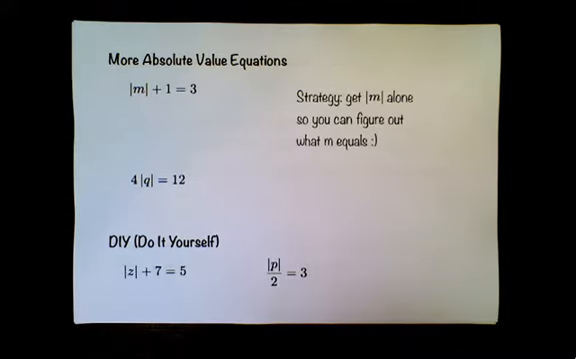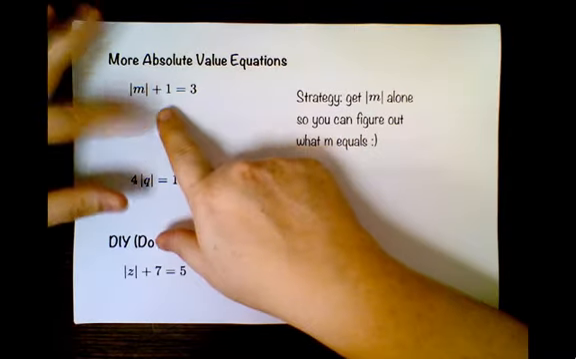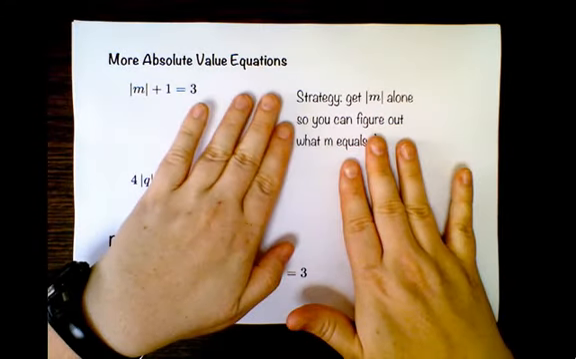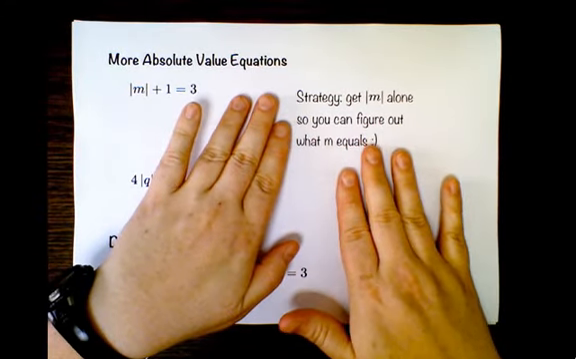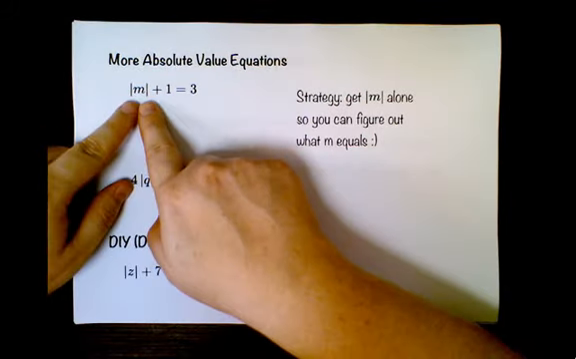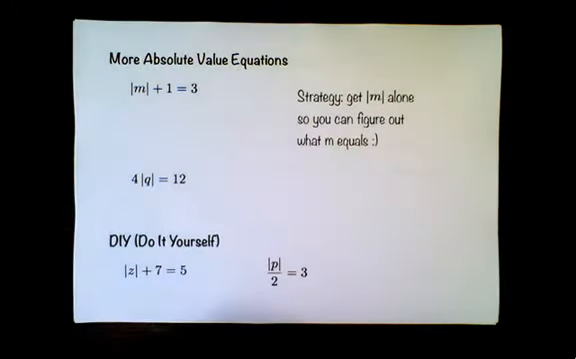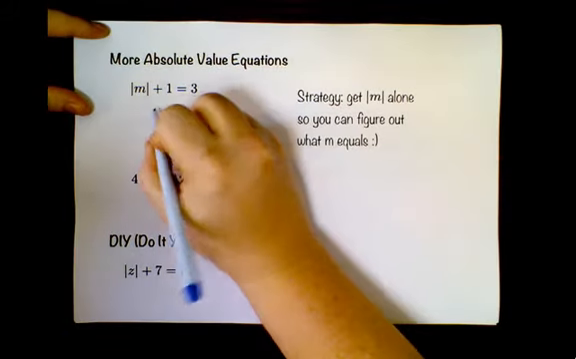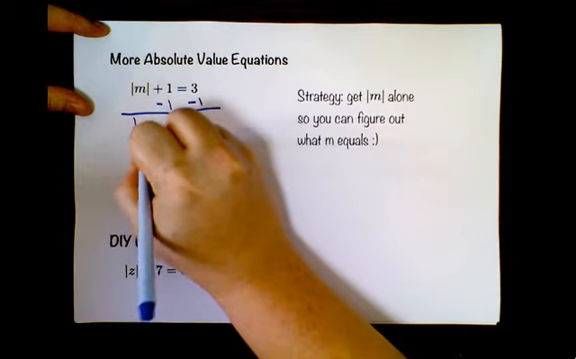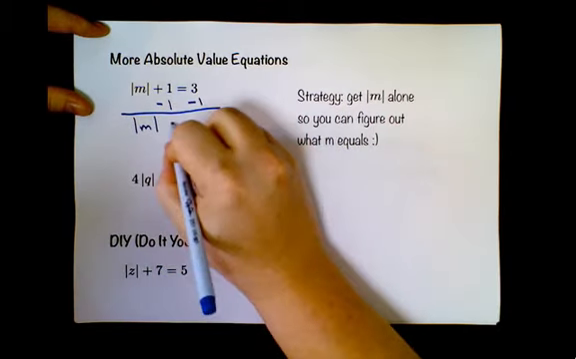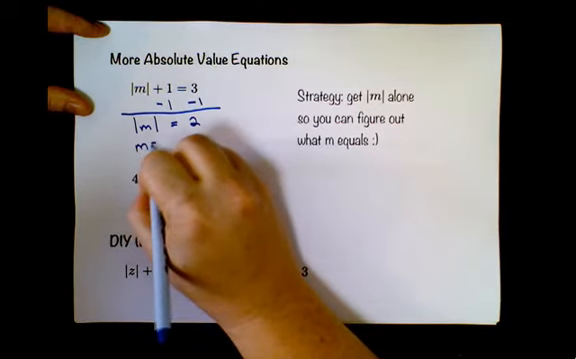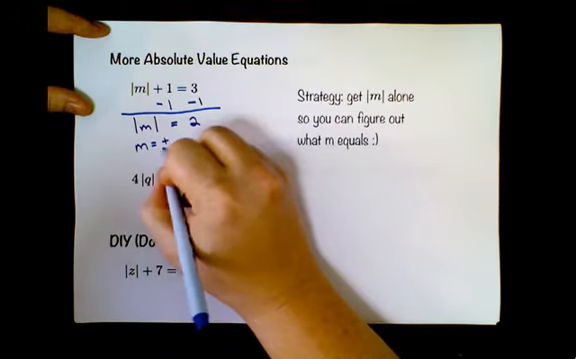A little bit more complicated. Maybe there's some extra stuff. So the basic strategy, get that absolute value all alone, and then you can figure out what it equals. So here, the absolute value of m plus 1 equals 3. I'm going to subtract 1 from both sides. Now I have the absolute value of m is equal to 2, which means that m is equal to positive 2 or negative 2.